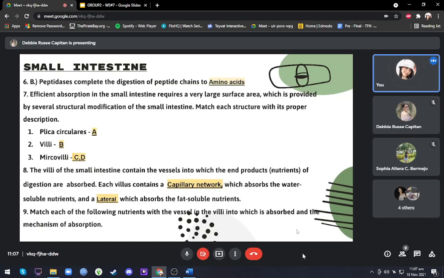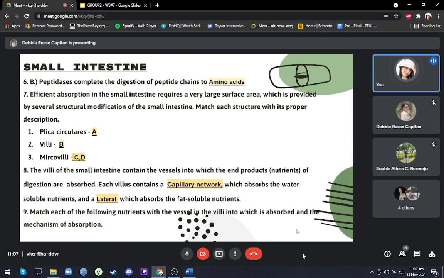7. The efficient absorption in the small intestine requires a very large surface area, which is provided by several structural modifications of the small intestine. Match each structure with its proper description. Number 1, the plica circularis is A. Number 2, the villi is B. Number 3, microvilli is C and D.